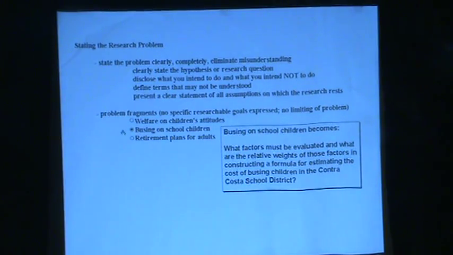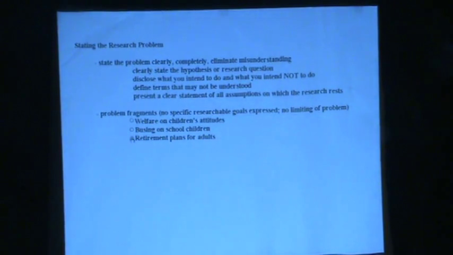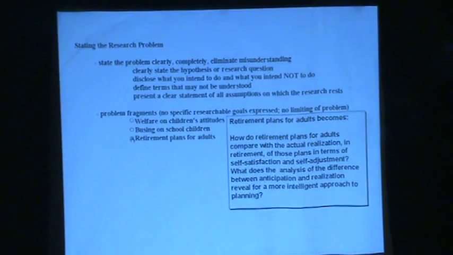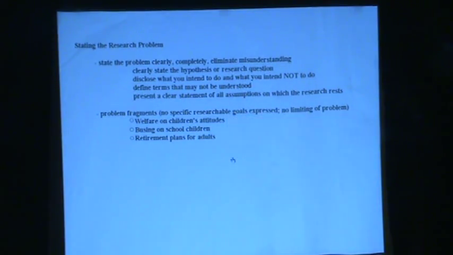Here's another example of a problem fragment. Retirement plans for adults. How do retirement plans for adults compare with the actual realization in retirement of those plans in terms of self-satisfaction and self-adjustment? What does the analysis of the difference between anticipation and realization reveal for a more intelligent approach to planning? Again, the first part, retirement plans for adults, that's a problem fragment. This is a much more clear, full, concise statement of a researchable problem.